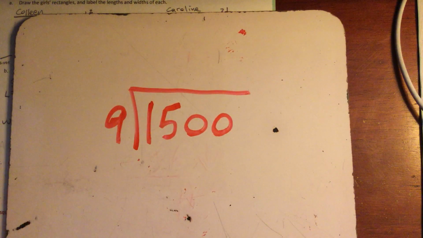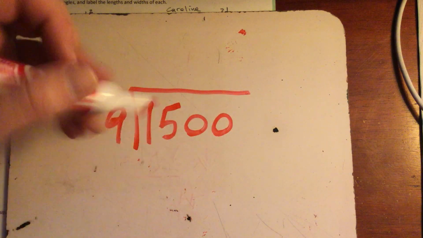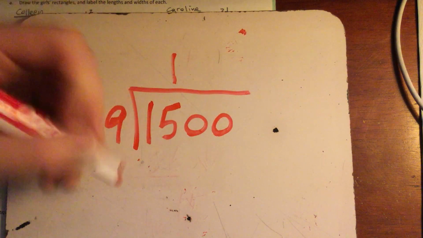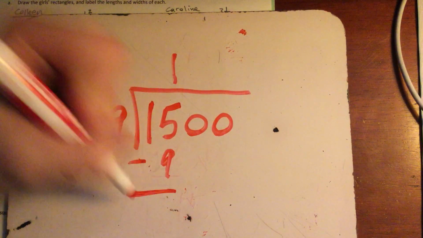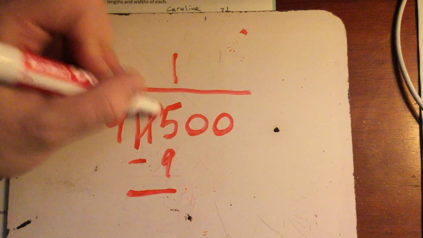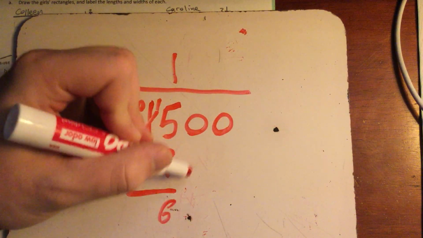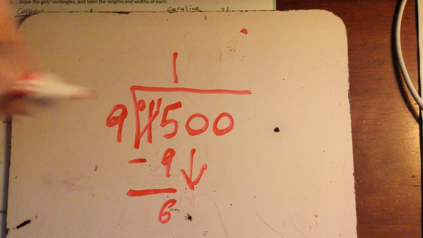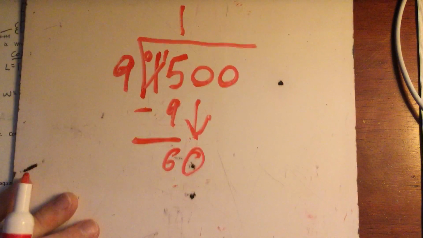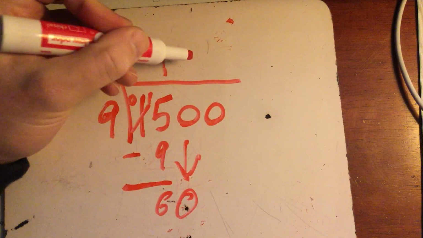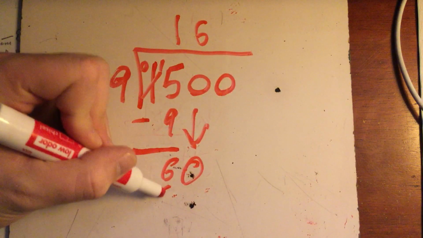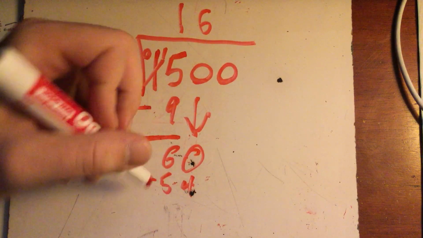Okay, all right, 9 can't go into 1, 9 can't go into 15, 9 goes into 15 one time. Can't take 9 away from 5, so we're regrouping. 15 minus 9 is going to give me 6. We're going to drop that all the way down. I know that 9 goes into 60 now. It's going to go in 6 times, and that's going to be 54. Okay, we're going to keep moving.